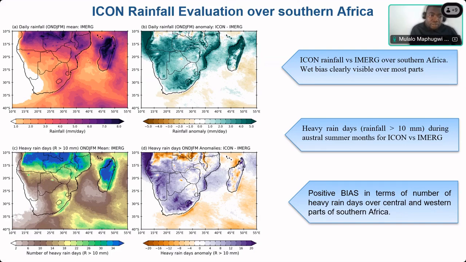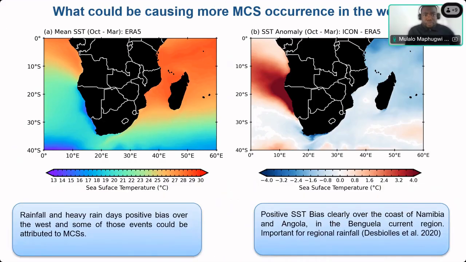over the ocean next to Angola, coming down to northern parts of Namibia. So this is very interesting, because this is the same area where we saw that large contribution from ICON when it comes to MCS rainfall as compared to what was observed in the observations. So we went on further to try to understand what could be causing more MCS occurrence, especially in the west.